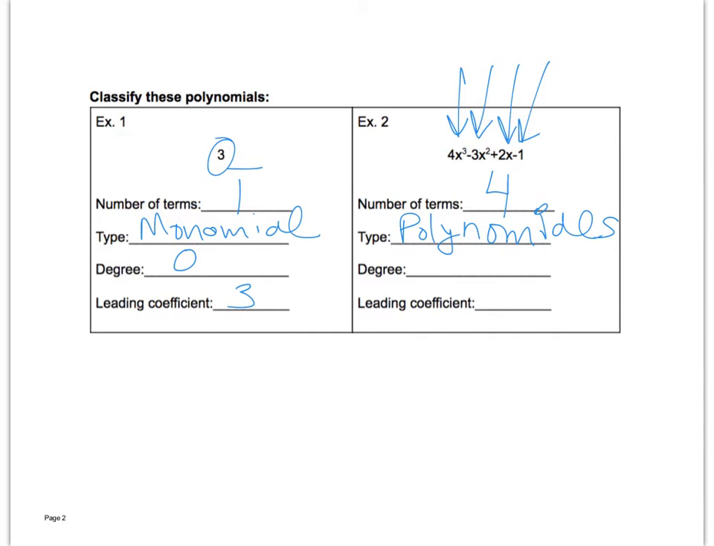The degree is the highest exponent. So here has the highest exponent. That exponent is 3, so that's the degree. And then looking at that same term, the leading coefficient is 4. The number in front of those variables is 4.